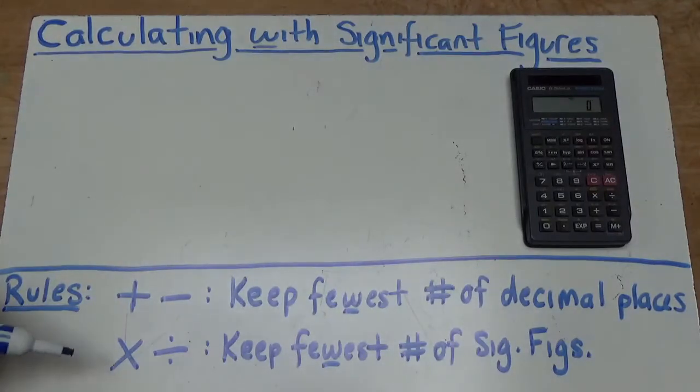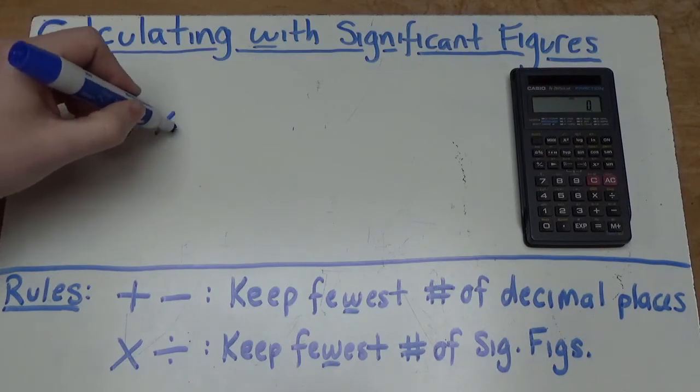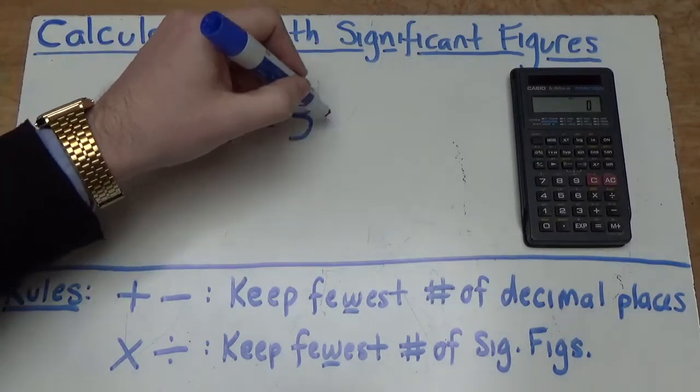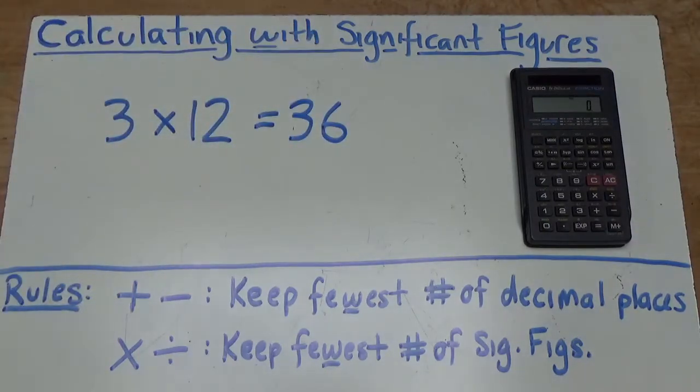Another rule is that for multiplication and division, you want to keep the fewest number of significant figures. So if I was going to do a simple problem like 3 times 12, your calculator will very quickly give you the answer 36. But with significant figures, we are not allowed to write 36. The problem has a number with only one significant figure. So my answer choice is only allowed one significant figure.